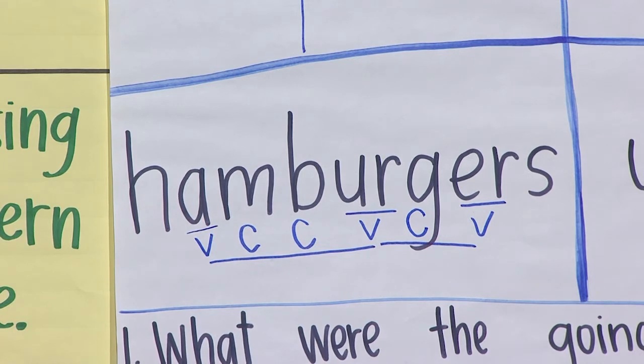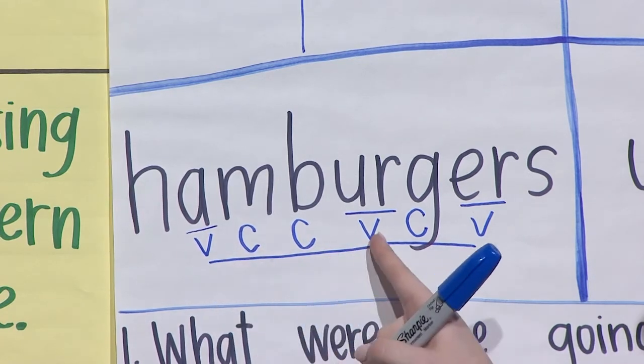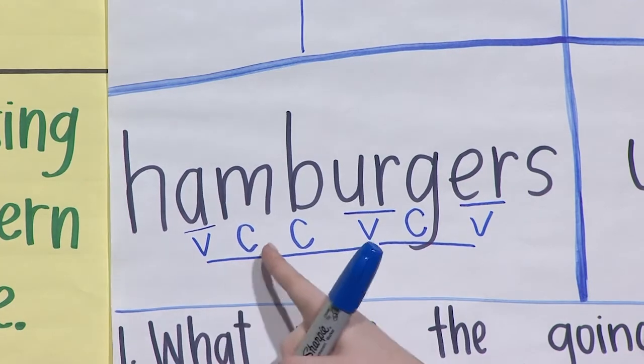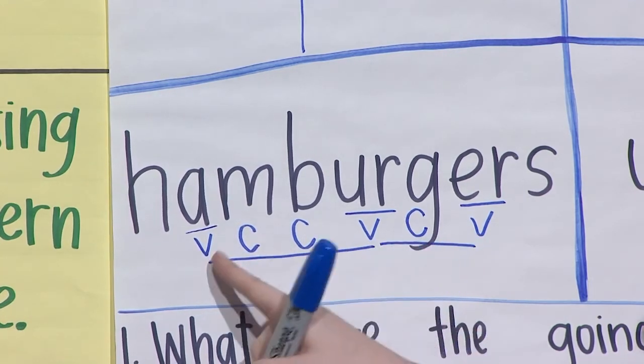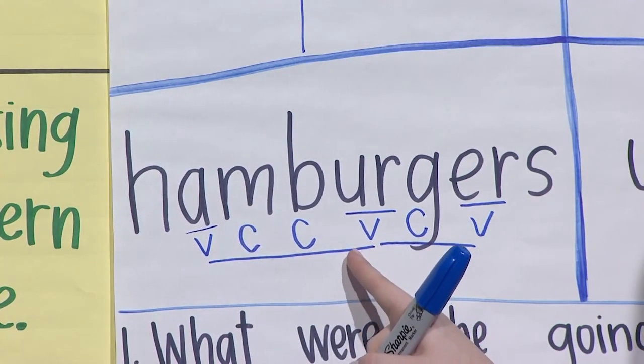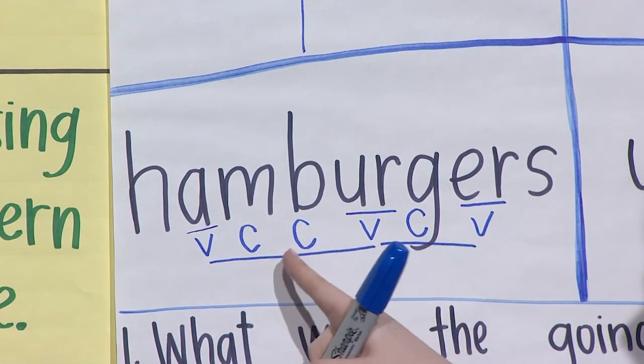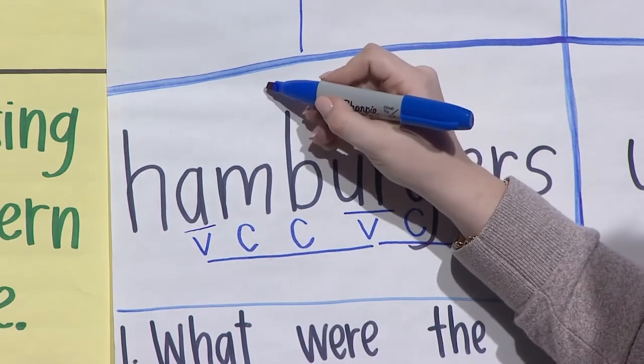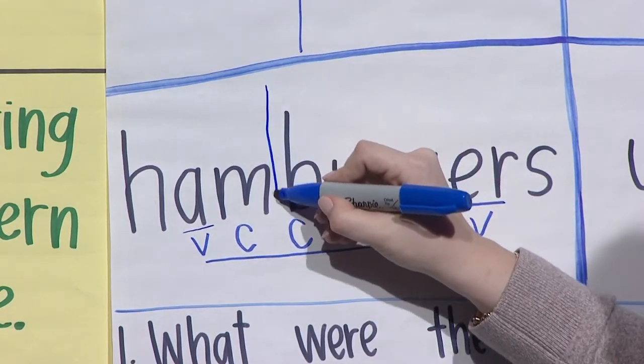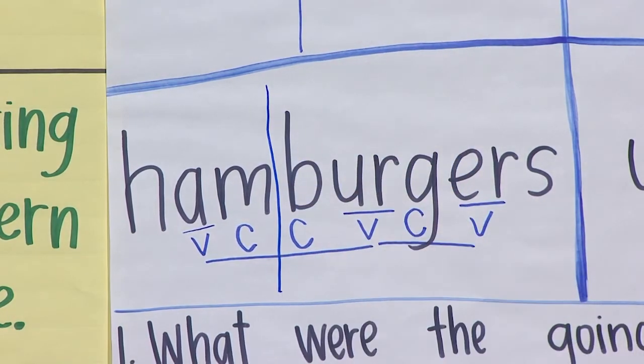So let's start back at the beginning of our word and focus on step 4, dividing using the patterns we notice. So on this bridge, I see pattern V, C, C, V. Where will we divide when we see that pattern? Very good, between the two consonants. So I'm going to divide my word between consonant M and consonant B.